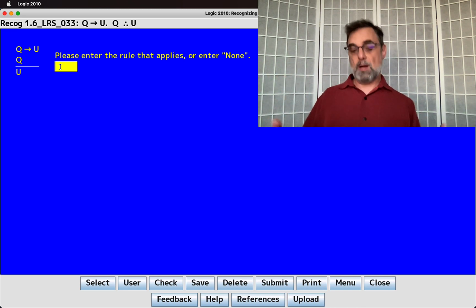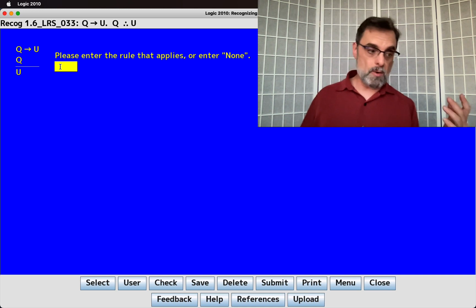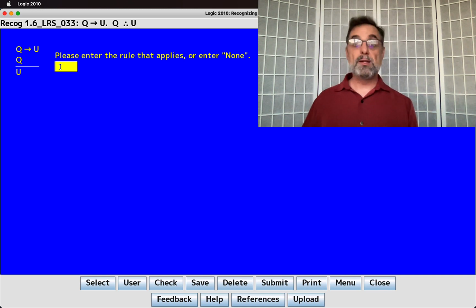So if MP does apply, we're going to write MP. You can write it caps, it doesn't matter. Or if you think no rule applies, you're going to enter none, and there'll be some problems where MP does apply, and some problems where it doesn't, so some you'll need to enter MP, some you'll enter none.